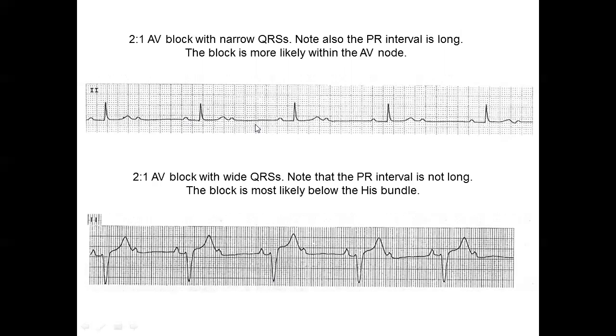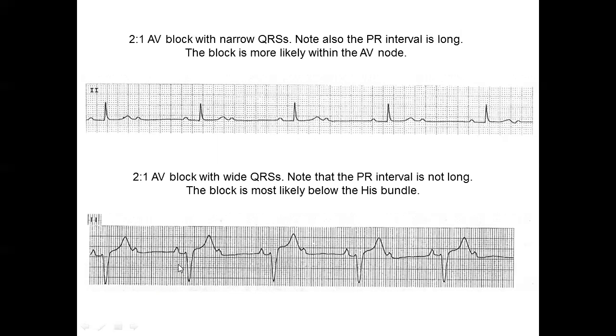In type 1, 2 to 1 AV block, the PR tends to be longer than normal, and QRSs are narrow. And when you see this, somewhere along the way, there will be typical AV Wenckebach phenomenon. So this is a type 1 AV block, that is a block within the AV node due to reversible conditions.